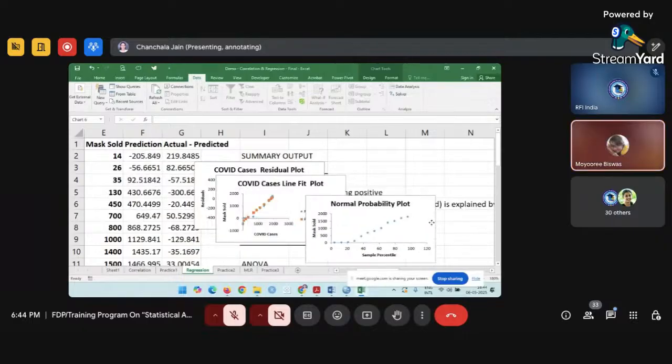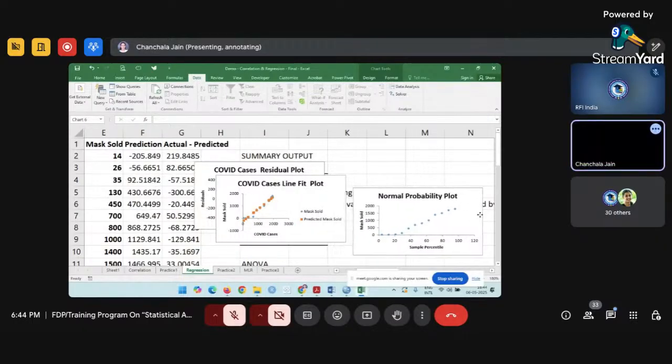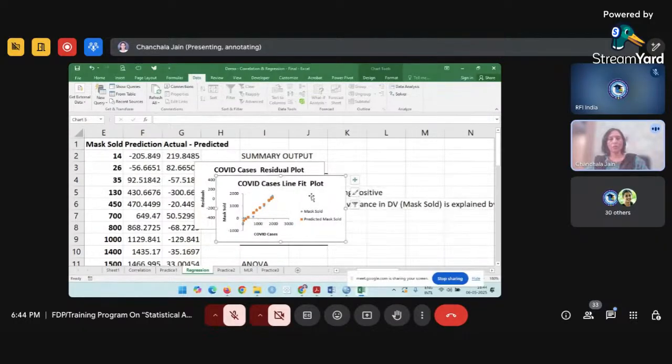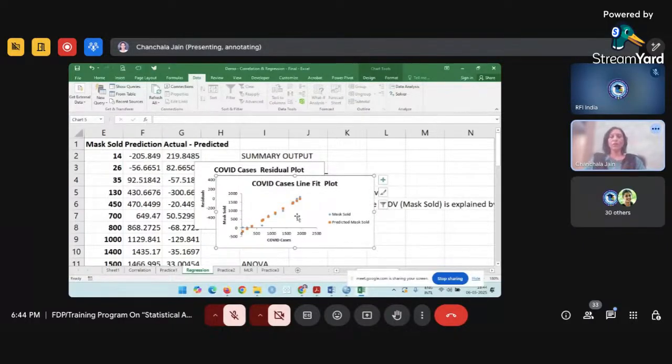Yes. I'll try to put this here. I hope it is okay. Now the COVID plot. You can see the COVID cases line fit plot. Here you need to see the predicted value and the actual value. The blue one is the actual values of mass sold and this orange one is the predicted value of the mass sold, right? Almost they are coinciding, but still at some points you can observe some deviation between the actual and the predicted value. Is it clear? Yes, ma'am.